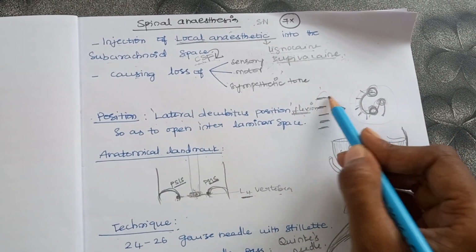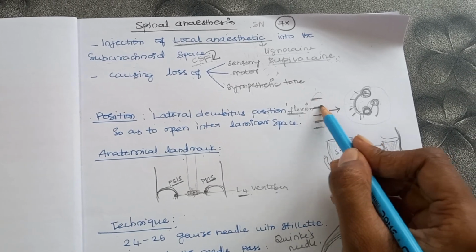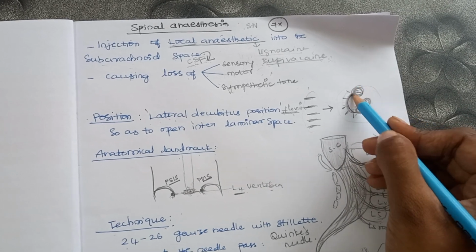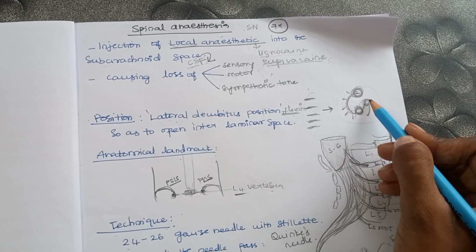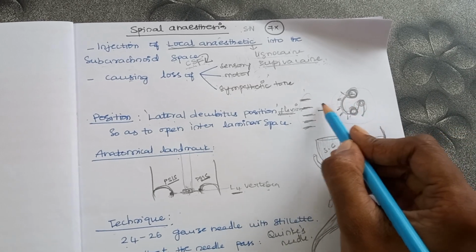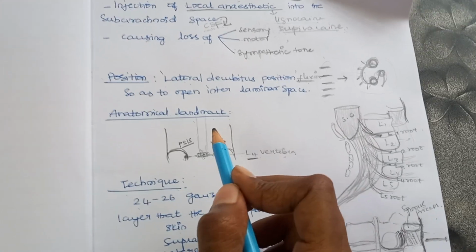This diagram is in supine position, and when the patient is flexed, which means flexion of head, flexion of hip and flexion of knee, this causes opening up of the interlaminar space, so it is easier to inject the needle.